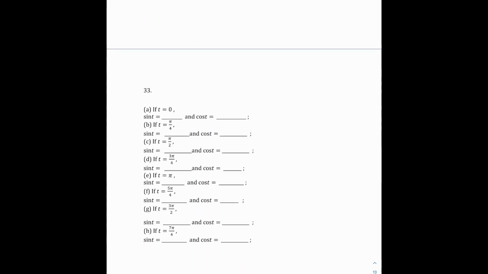Number 33, if t is equal to 0, then we know that sine t is equal to 0, and cosine t is equal to 1. This is basically the unit circle. If you take a look at the unit circle, it is angle 0, and this point is (1, 0). So sine is 0 and cosine is 1. Here is the angle. If t is equal to pi over 4, here's pi over 4.